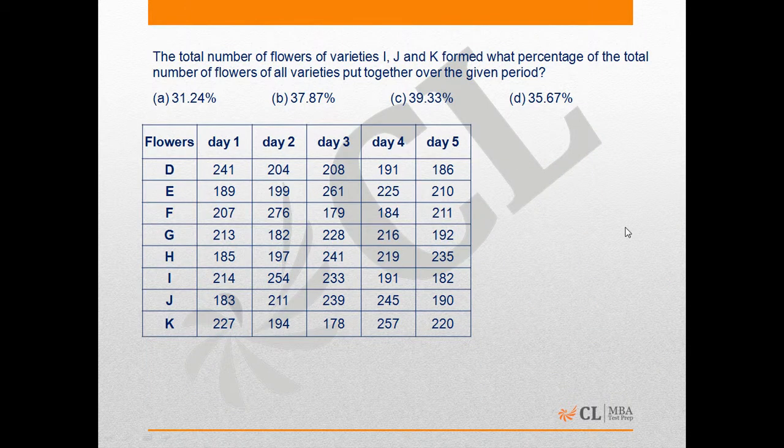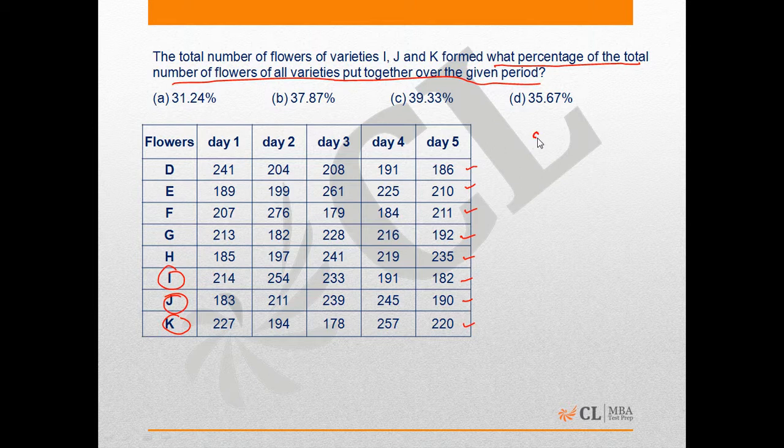Read this question. This says the total number of flowers of variety I, J and K formed what percent of the total number of flowers of all varieties put together. So you understand it's a very lengthy question, right? You need to calculate the sum of this row, this, and this. You will add all these 8 rows and then you get the total number of flowers.